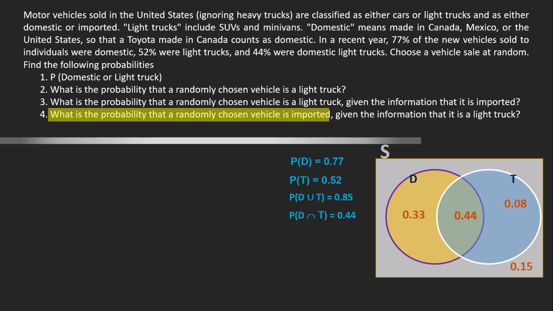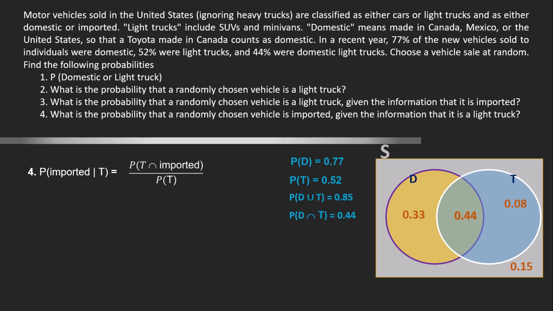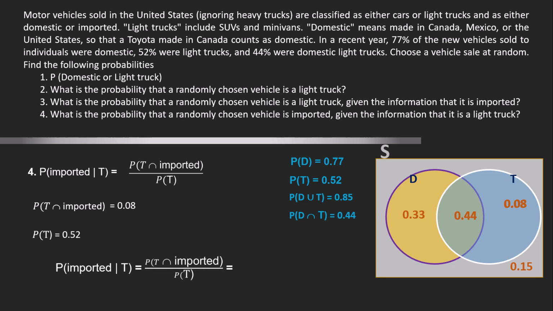The fourth one. What is the probability that a randomly chosen vehicle is imported? If you stop reading at this point, we are going to find probability of imported. But we have a condition here. Given the information that it is a light truck, probability of imported given that T, light truck. Then you know the formula for that case. So we need to find the probability of T and imported. We know T is in the T circle. Imported should be out of the domestic, that is 0.08. But what is the probability of T? That is the probability of inside the T. 0.44 plus 0.08, that is 0.52. We know all the probabilities and plug into the formula, it is 0.1538.